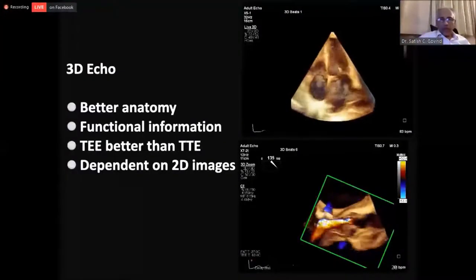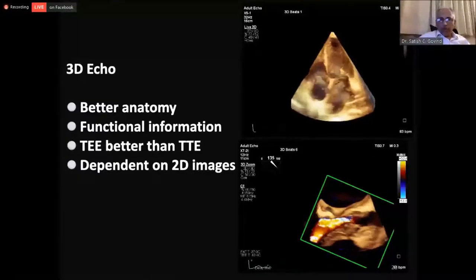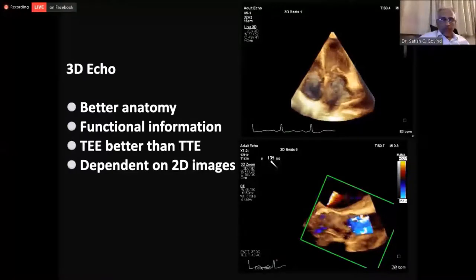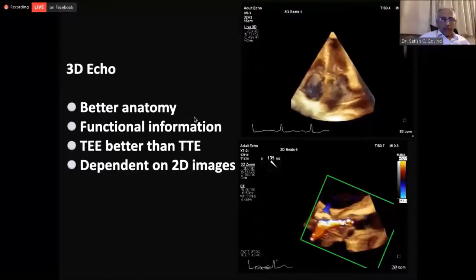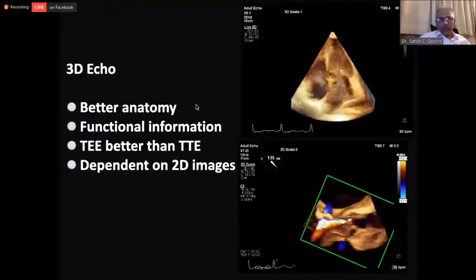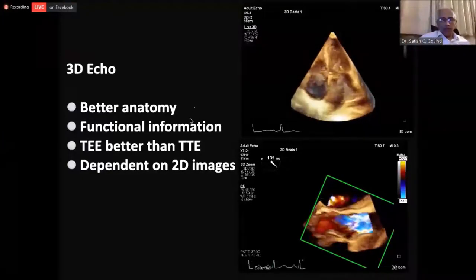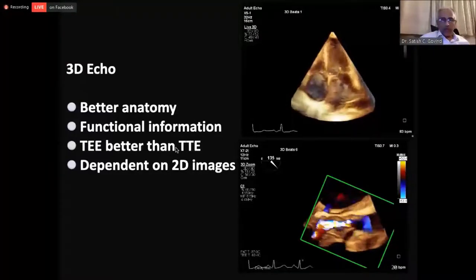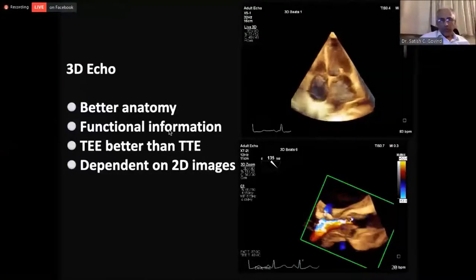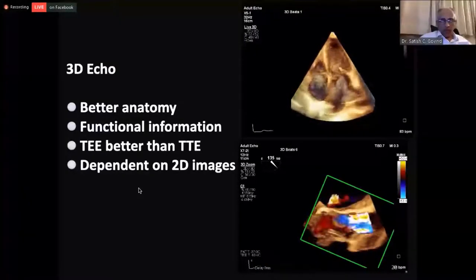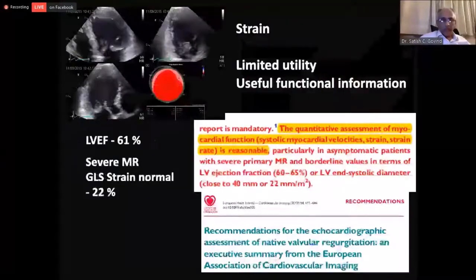3D echo has been a game changer as far as TEE is concerned. It gives you better spatial understanding of the anatomy. It has its own disadvantages, its own limitations, but to a large extent, it can be very, very helpful, especially when it comes to TEE. It can also give you good functional information in terms of the LV function. But what is important is that it is dependent on 2D images. So good 2D images provide good 3D images.